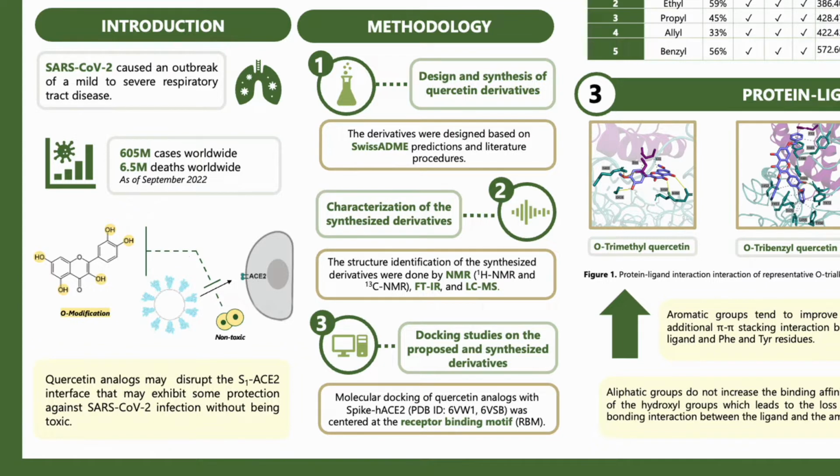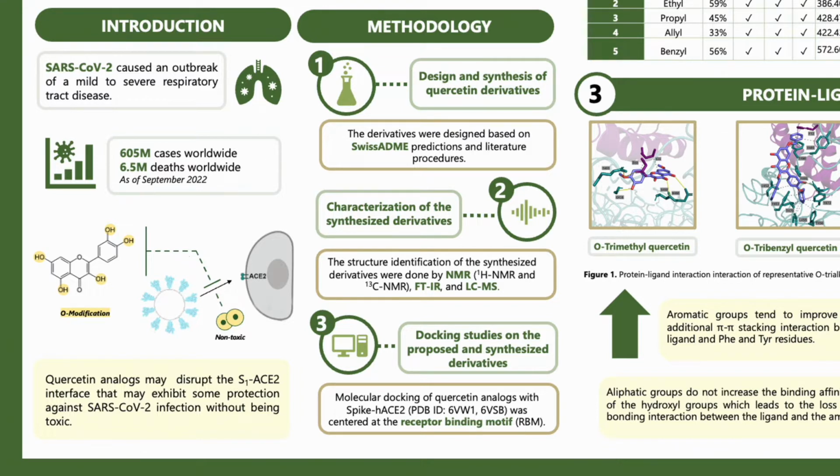Viral entry is initiated by the interaction of the receptor binding domain of SARS-CoV-2 spike S protein and human angiotensin converting enzyme 2, ACE2. This interaction is a pivotal determinant for SARS-CoV-2 infection, making it a possible target for small molecule-based drugs that may exhibit some protection against SARS-CoV-2 infection.